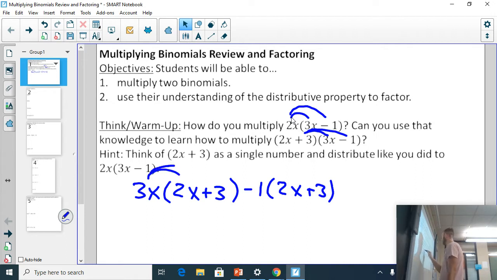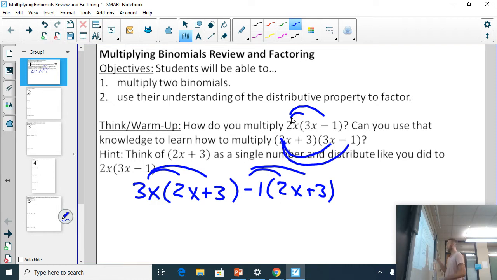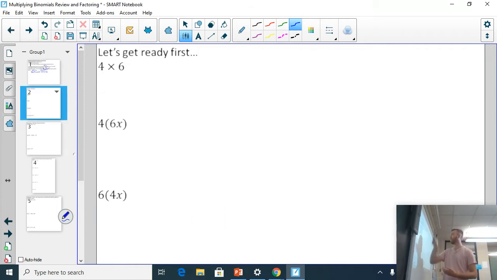Well, now we can just distribute how we like to distribute. And that's exactly what we're going to do. It's still the distributive property. It's just little extra steps. And another way to think about it is that this number has to get multiplied by everything else in that other binomial. So 2x has to get multiplied by 3x and by negative 1. And then once you're done with that, that 3 has to be multiplied by 3x and by negative 1. That's how I like to think about it.